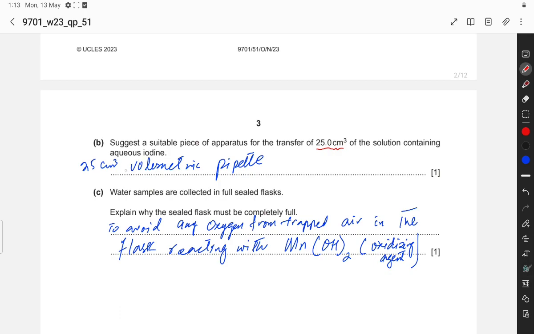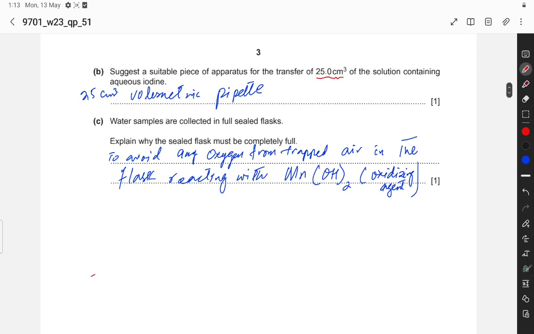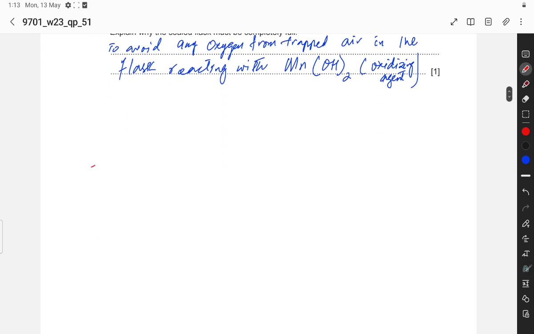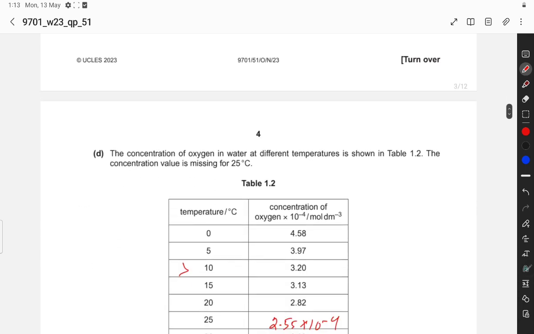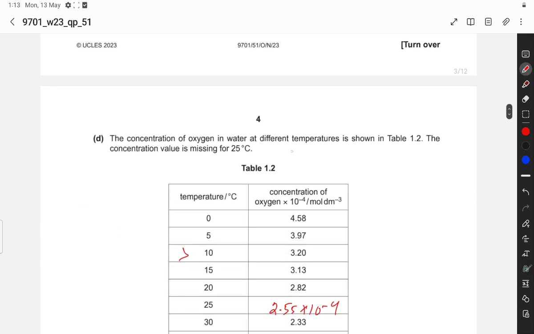Suggest a suitable piece of apparatus for the transfer of 25 cm³ of the solution containing aqueous iodine. 25 cm³ is measured using a volumetric pipette. Water samples are collected in a fully sealed flask. Explain why the sealed flask must be completely full. To avoid any oxygen from trapped air in the flask reacting with manganese(II) hydroxide, which acts as an oxidizing agent.